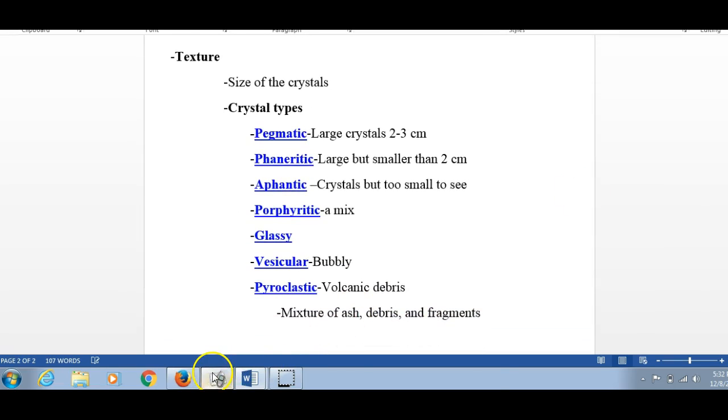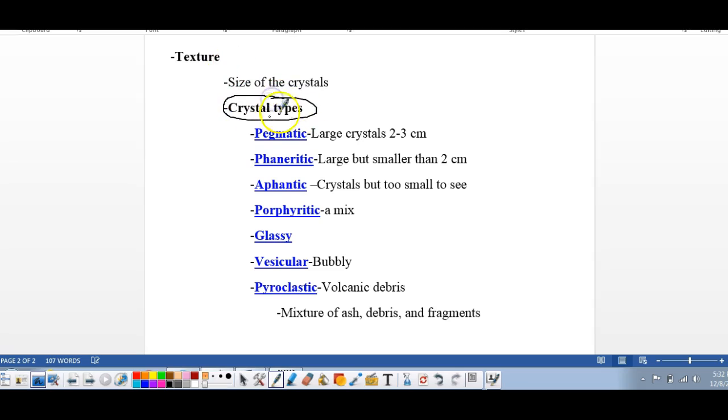Okay, and when you're talking texture of an igneous rock, you're talking about the size of the crystals or crystal types. And there's lots of different ways to classify that. Okay, and one is called pegmatitic, and pegmatitic has really large crystals, 2 to 3 centimeters. They're really large, easy to see.